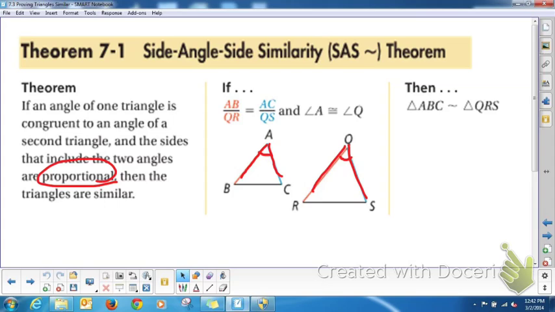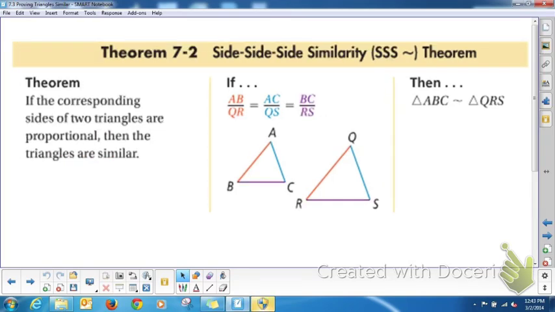So because you know that AB over QR is equal to AC over QS and angle A is congruent to angle Q, then you have enough to prove that the two triangles are similar.